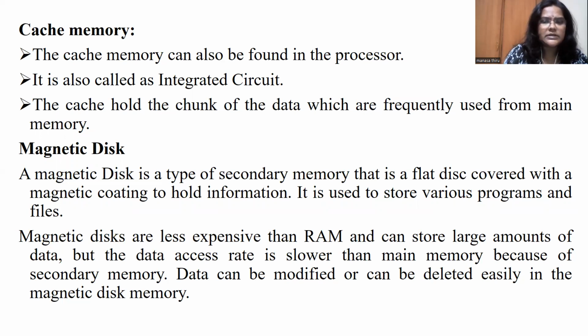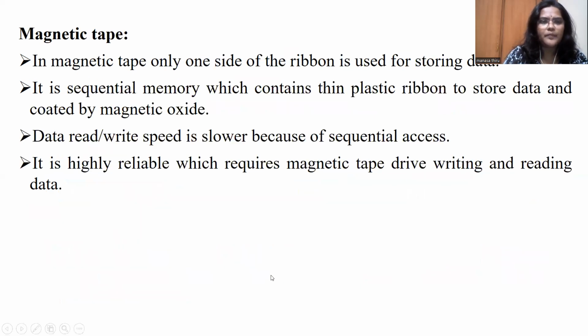The third part is magnetic disk. The magnetic disk is a type of secondary memory that is a flat disk covered with a magnetic coating to hold information. It is used to store various programs and files. Magnetic disks are less expensive than RAM and can store large amounts of data, but the data access rate is slower than main memory because it is secondary memory. Data can be modified or deleted easily in the magnetic disk memory.